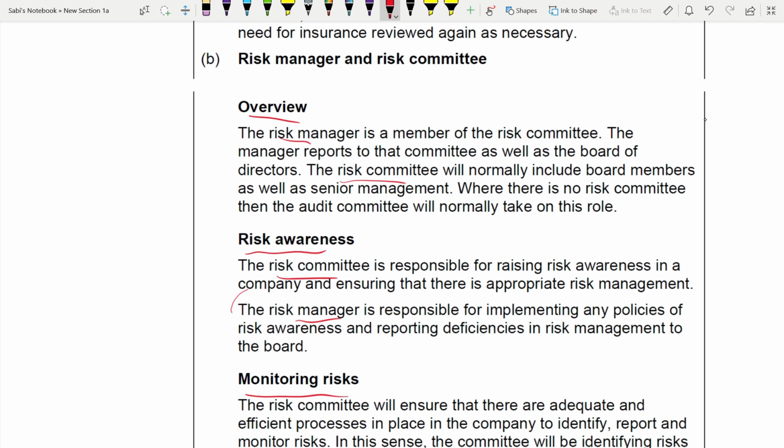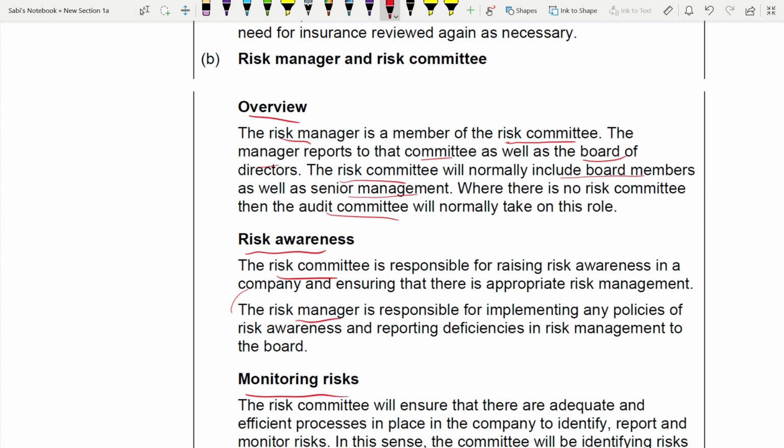Risk manager is a member of the risk committee, isn't it? So they report to the committee. The manager reports to the committee as well as to the board also. Risk committee, on the other hand, includes board members as well as senior management. Okay. If there is no risk committee, still it can be carried on by the audit committee.